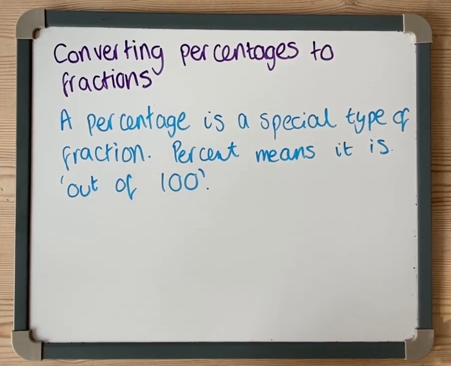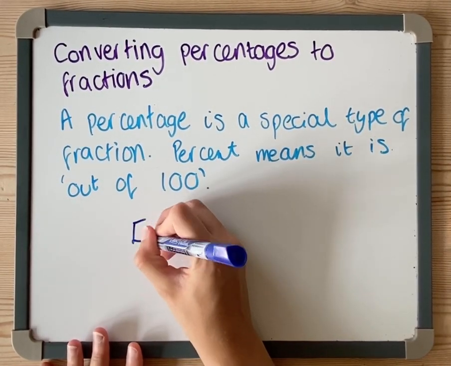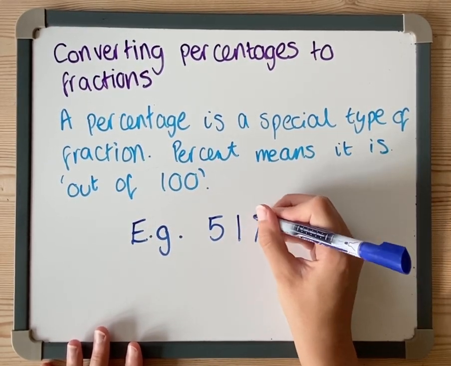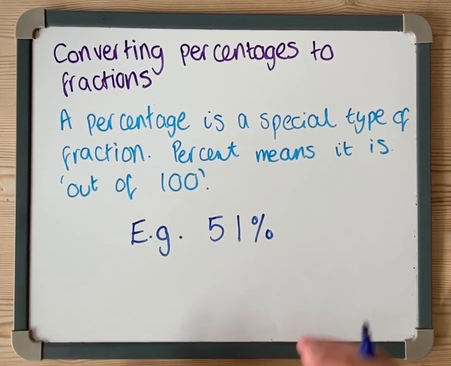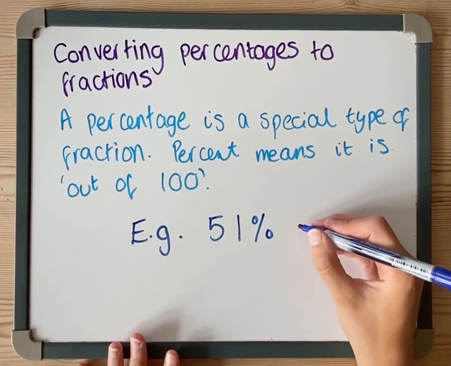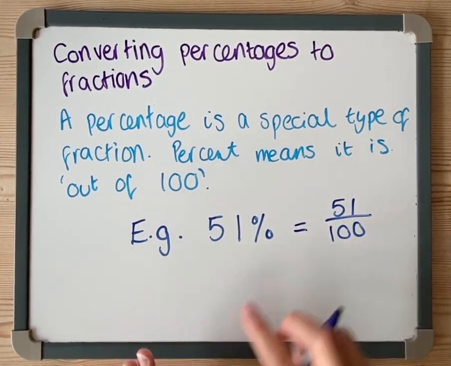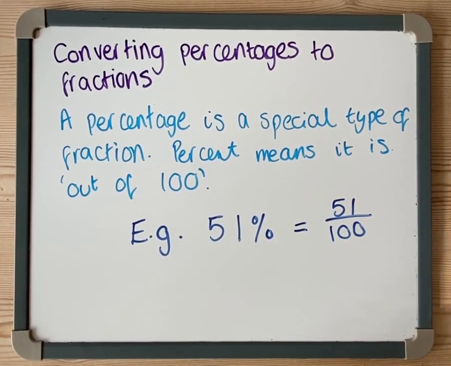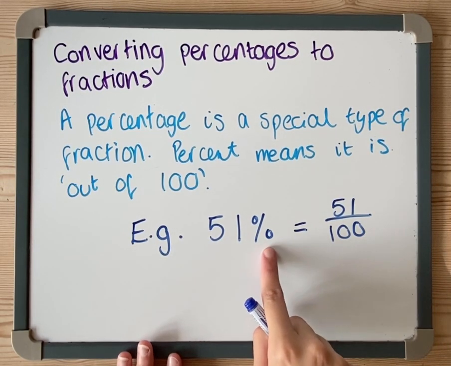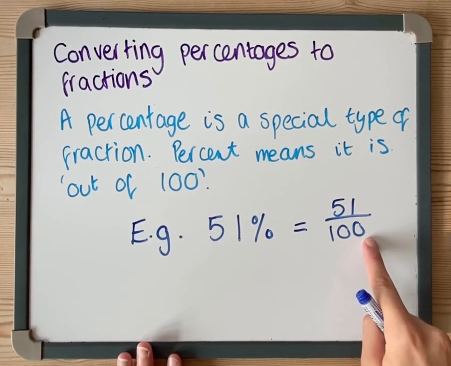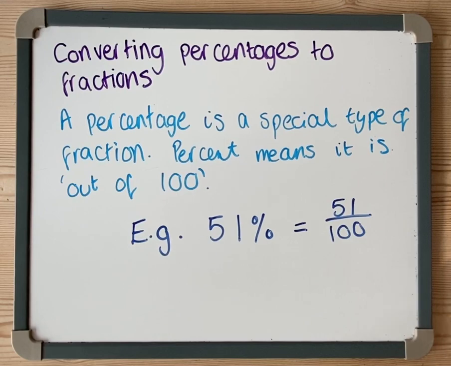So, for example, you can write this bit down as well, 51%, because percent means out of 100, is also 51 out of 100. Those two things are equivalent to each other. Okay, so that's the key message from today. Percent means out of 100, so we can write our percentage as a fraction, 51 out of 100, or 51 over 100. And that's what we're mainly going to be looking at.